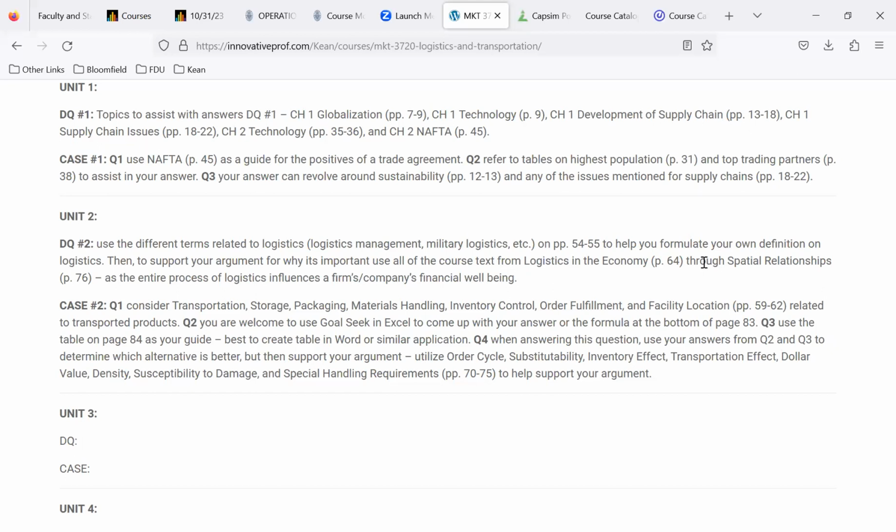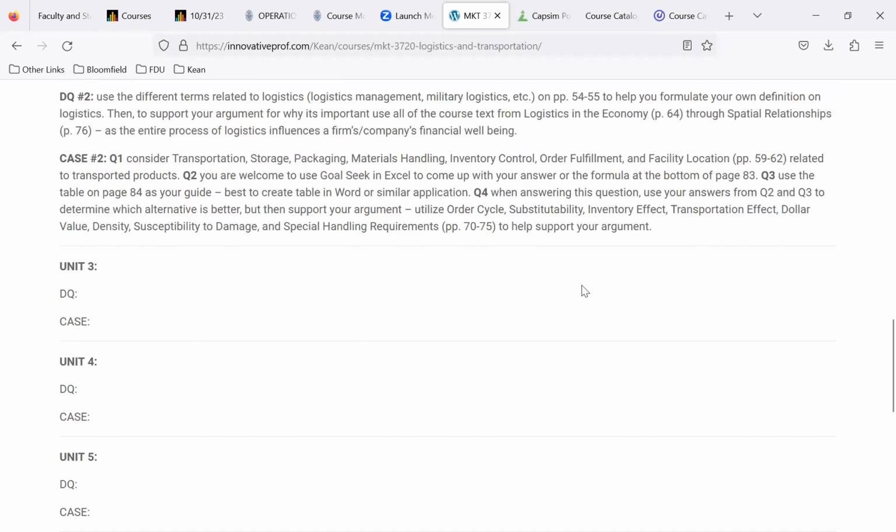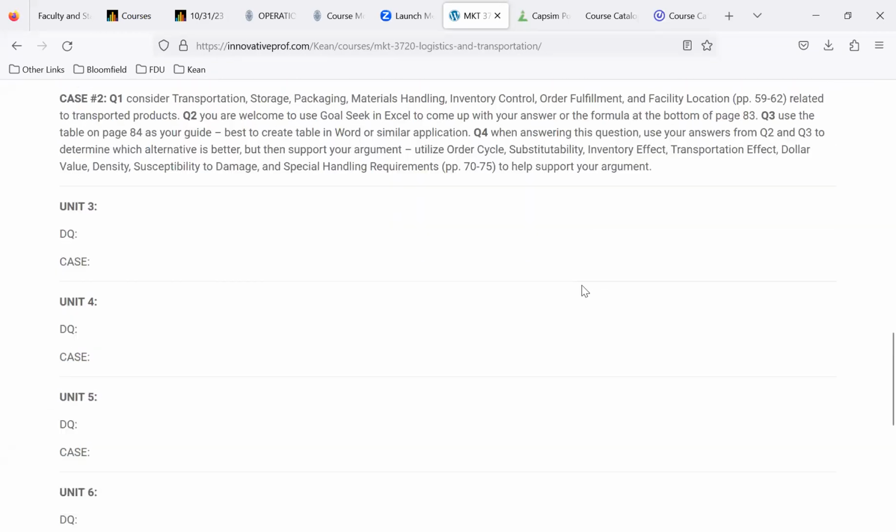The third question asks, what challenges would Redfish, Bluefish likely experience? Your answer can revolve around sustainability and any of the issues mentioned for supply chains. Again, these are just suggestions. It's entirely up to you whether or not you choose to use these suggestions or not, but you can, and you'll see right now, I only have updated through Unit 2.